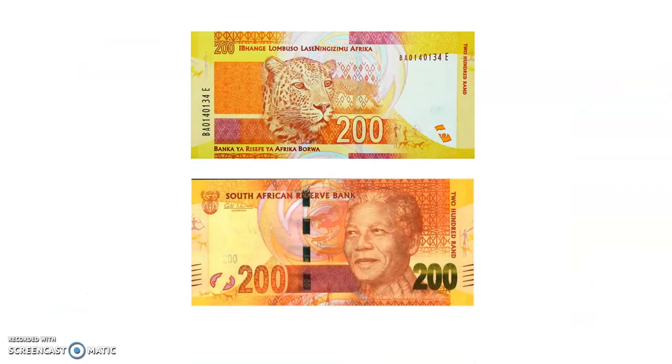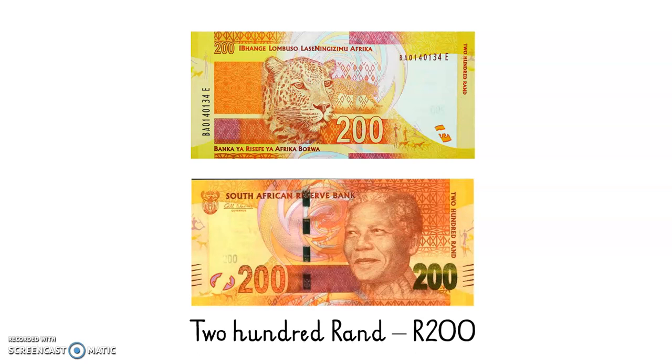The last banknote we're looking at is our 200 rand note. This is the biggest banknote we have, the biggest value banknote. The smallest value we have is 10 rand, a 10 rand note, and the biggest one is a 200 rand note. This is an orange color, an orange goldish color. We write it as follows: 200 rand, or the number 200.